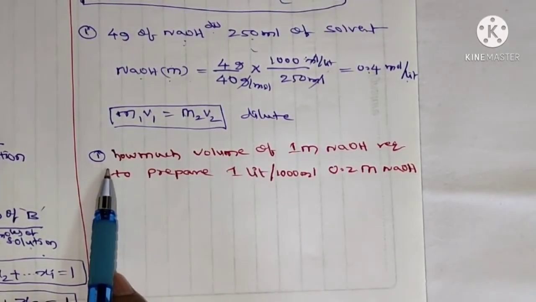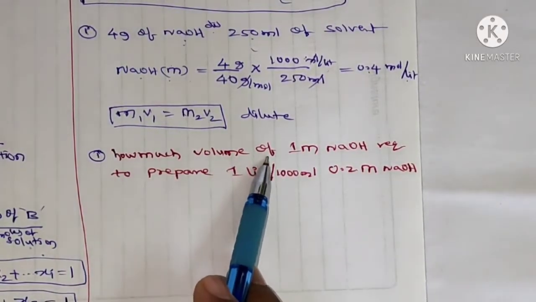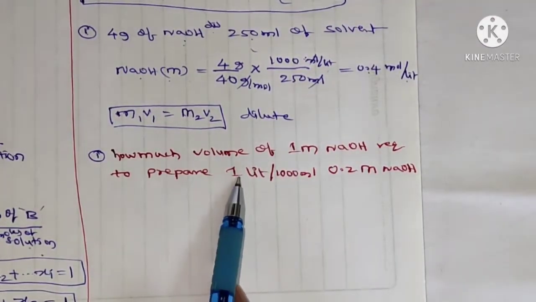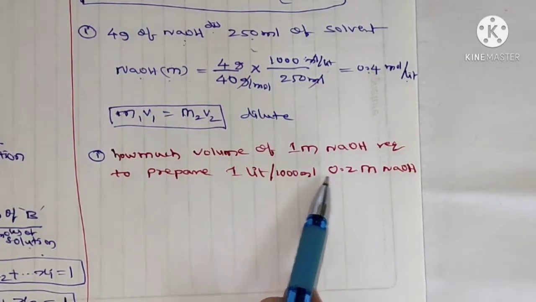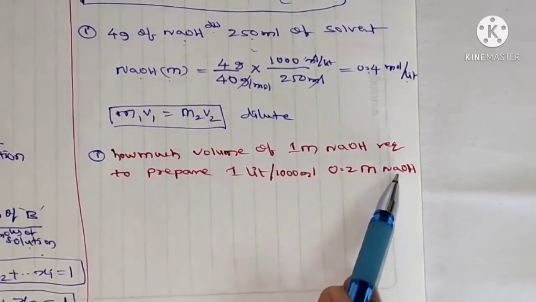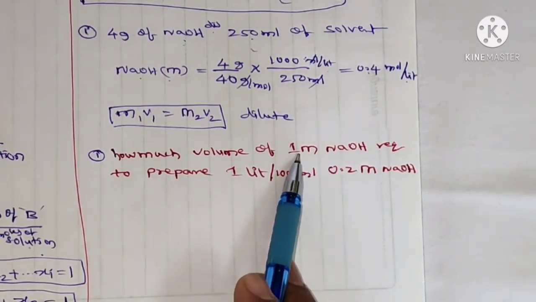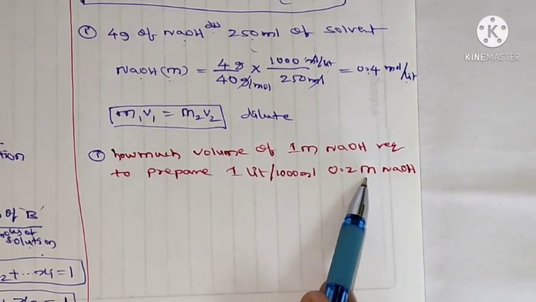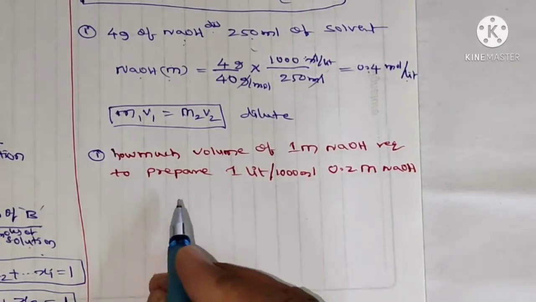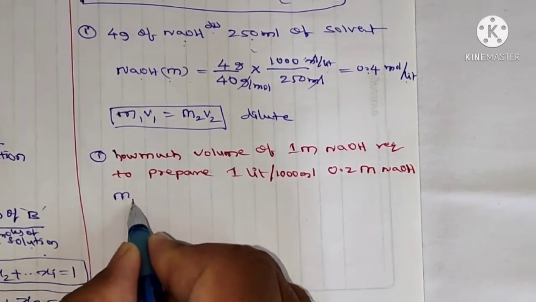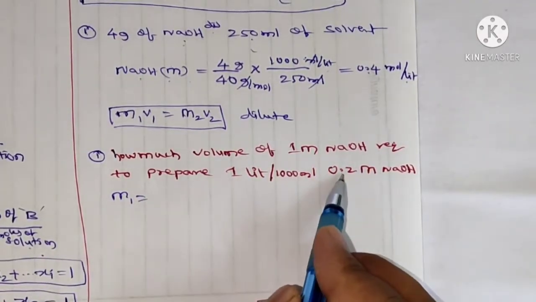So let us solve one problem. How much volume of 1 M NaOH is required to prepare 1 liter or 1000 ml of 0.2 M NaOH? So we dilute that NaOH from 1 M to 0.2 M. So the formula is M1 V1 is equal to M2 V2.